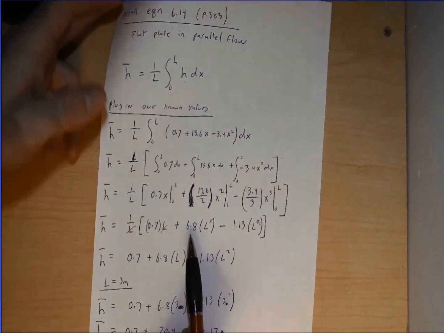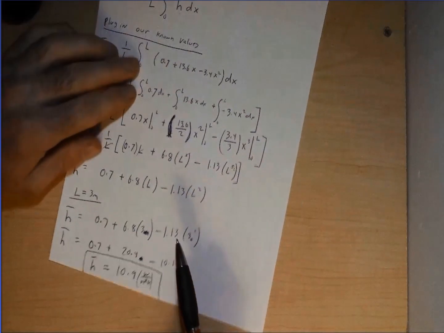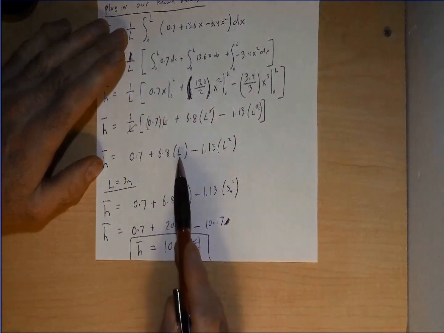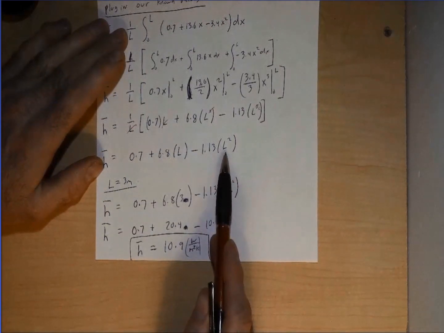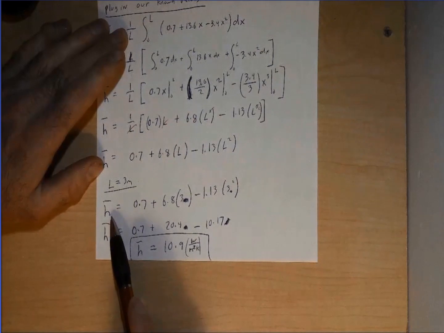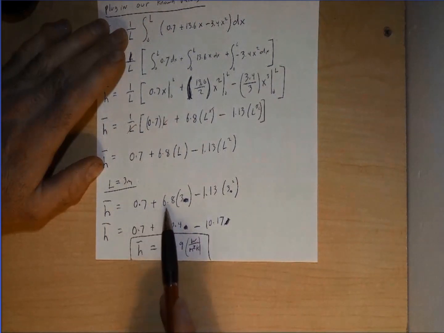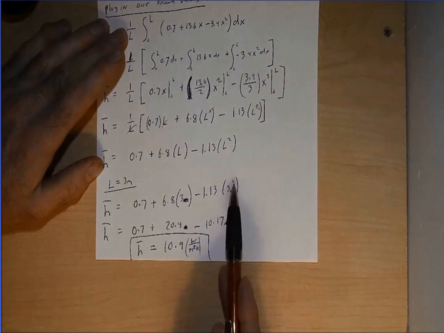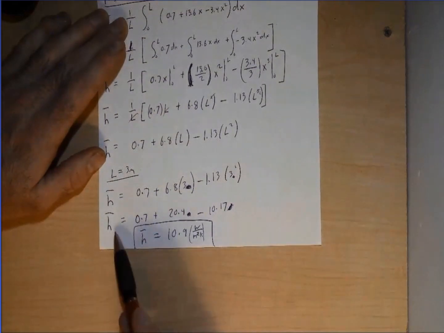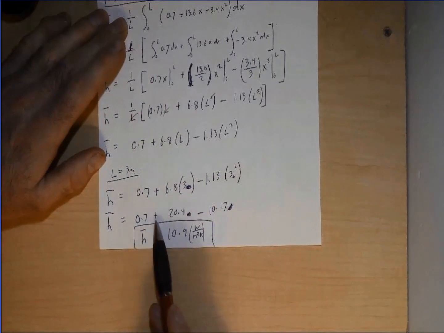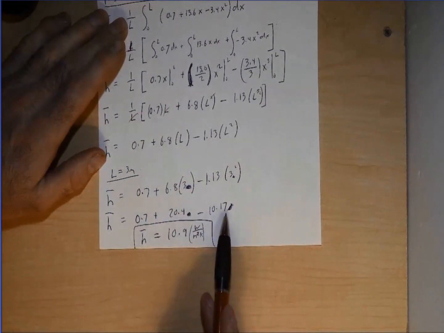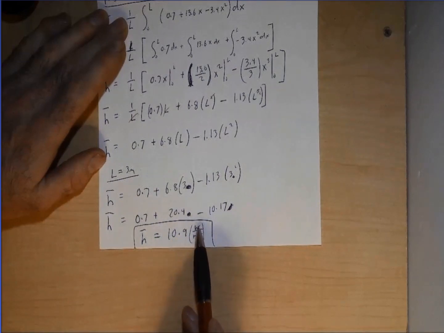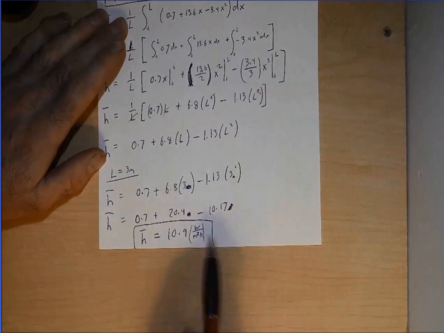Now what we do know is we have a value for L. The total length of the plate, L, is equal to 3 meters. So we can take L equal to 3 meters and plug it back in for our values of L here. When we do that, our average h is equal to 0.7 plus 6.8 times that 3 meters minus 1.13 times 3 meters squared. So we plug those in and end up with average h equal to 0.7 plus 20.4 minus 10.17, or our average h is equal to 10.9 in units of watts per meter squared times Kelvin.